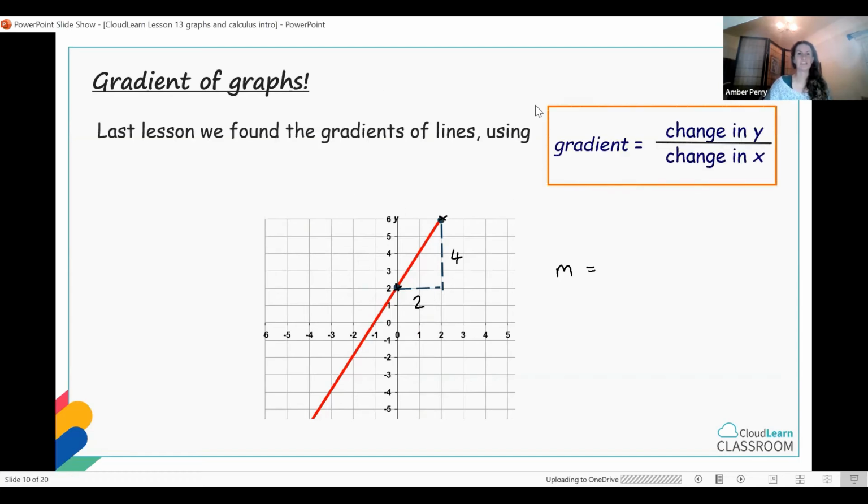There we go, change in y divided by change in x. So on this one, it's 4 divided by 2, which is 2. Okay, so this straight line has a gradient of 2, and it has a gradient of 2 all the way through it because it's a straight line. Okay.